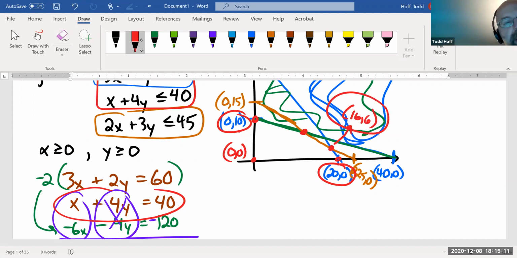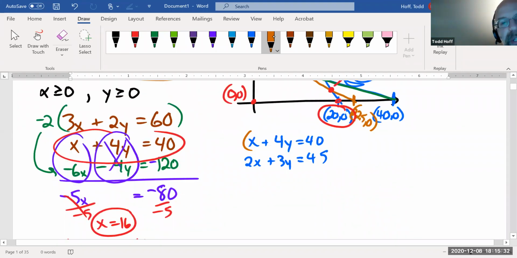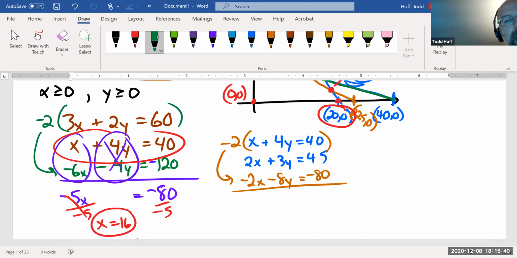Let's find the other one. That's the intersection of the other 2 lines, the x plus 4y equals 40 again, and this one will be 2x plus 3y equals 45. I'm going to do something similar. I'm going to multiply this top equation by a negative 2 so that the x's are going to cancel out. So that'll be negative 2x minus 8y equals negative 80. Now when I add them, 2x and negative 2x is 0x. That's canceled out. 3y and negative 8y is a negative 5y. 45 and negative 80 is a negative 35.